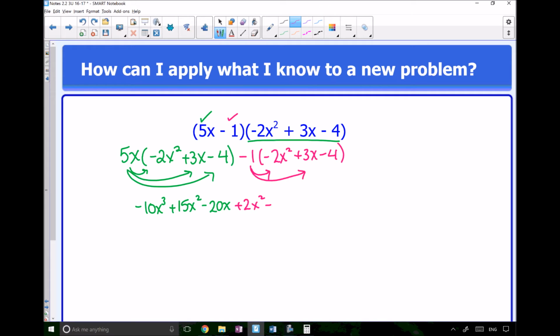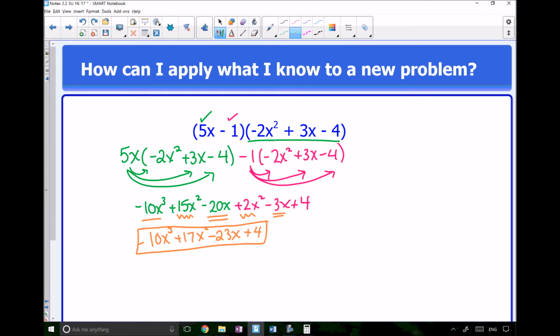Here, this gives me negative 3x, and here, this gives me positive 4. So then, when I collect my like terms, negative 10x cubed isn't like anything, so I'm just going to copy that down. 15x squared is like 2x squared, so I get 17x squared. Negative 20x is like negative 3x, so I get negative 23x. And then the 4 is just going to hang out for the ride, and that's my final answer.